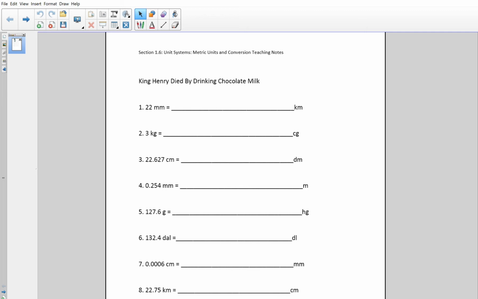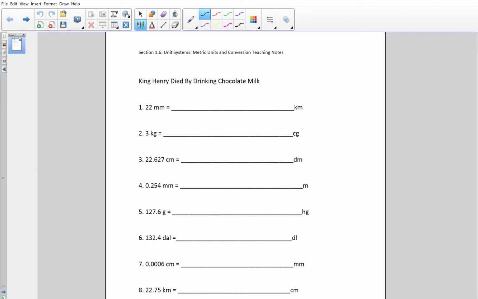This video will cover section 1.6, which is metric to metric conversion. There are a lot of ways of doing metric to metric conversion. Some ways will show you how to multiply and divide by units or multiples of 10, and I think that's hard because you need a chart to do it. But if you simply learn the sentence, King Henry died by drinking chocolate milk, that's going to set you up.